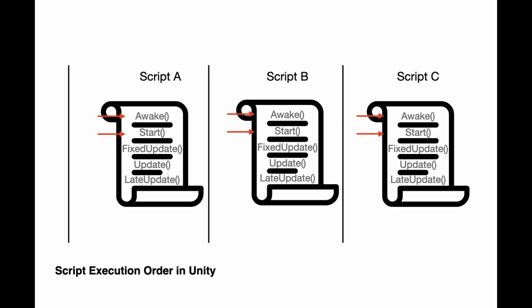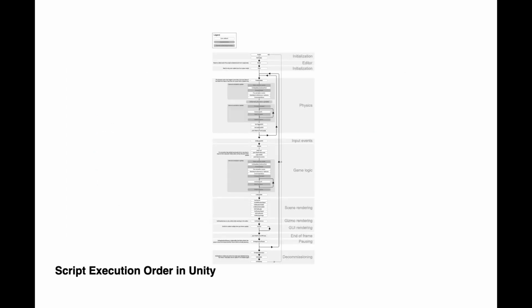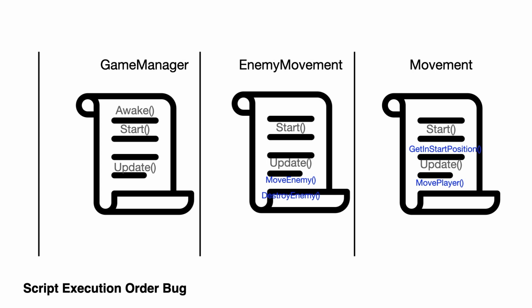When all awake methods are executed, all start methods are executed, then all fixed update methods, then all update methods, and finally all the late update methods. This is a simplified explanation. If you want to know the entire order, you can consult this flowchart. But for our problem, this flowchart is not necessary. Now that we know how Unity determines the script execution order, we can look at what consequences this can have.